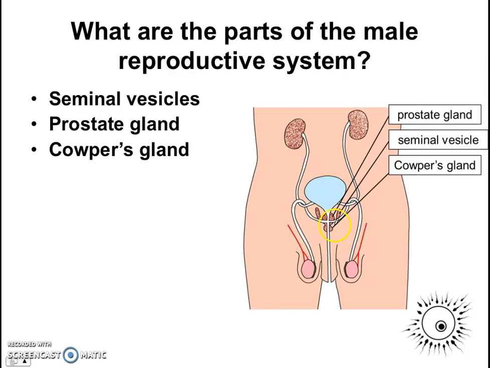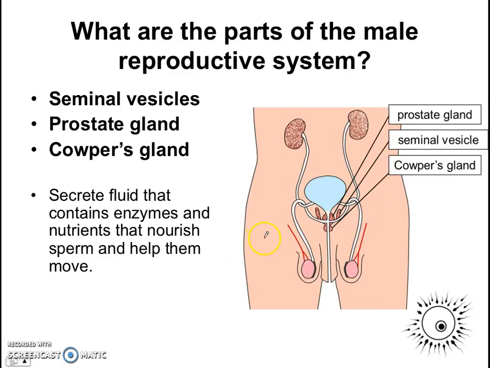The prostate is the biggest of the three, and the one that a lot of men have problems with, prostate cancer. But these three glands together have a very important function, and that is to secrete a fluid that contains enzymes and nutrients that help to nourish and keep the sperm active. So it's important for the sperm to have the fluids secreted from these glands. The fluid secreted from these glands, together with the sperm, we call the semen. So what actually leaves the male reproductive system is the semen, a combination of sperm and fluid.